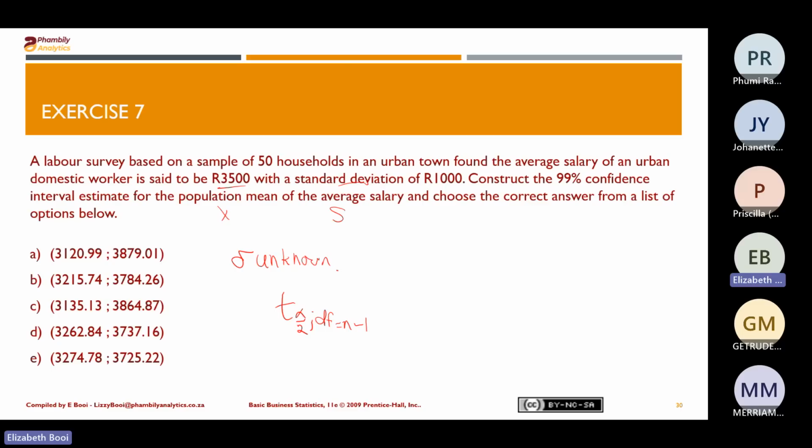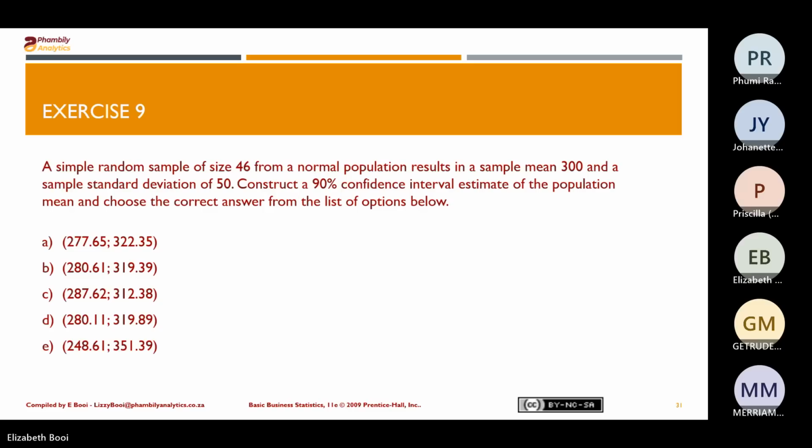The next one, so you need to be able to read the question and make sure that you understand which one they are giving you. Is it the population or the sample standard deviation? The next one, they explicitly told you that it's a sample standard deviation that they are giving you. So that makes it easy for you to calculate. You will use T alpha divided by 2 and the degrees of freedom of n minus 1.